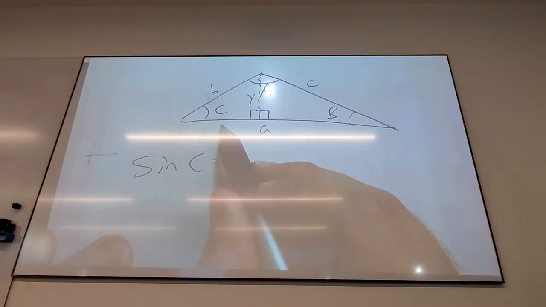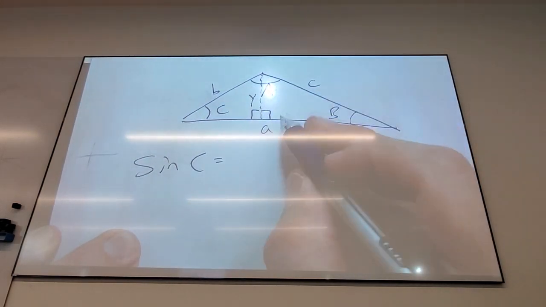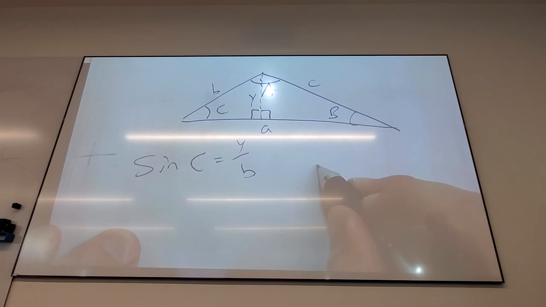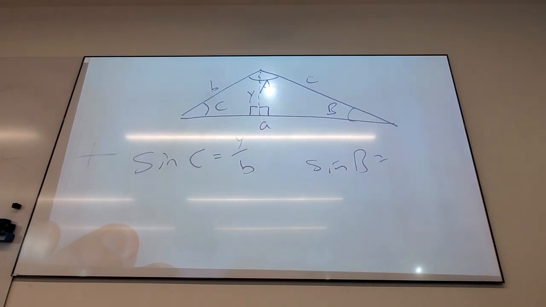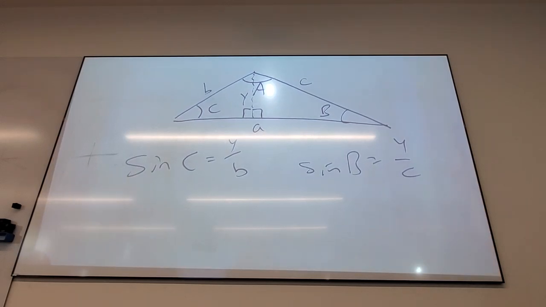But what is sine of C? Yeah, because Y is in the right triangle and B is in the right triangle, so Y over B. What is sine of B, looking at that right triangle? Y over C. What's the same in both of these? Y. Solve this for Y. What do you get? B sine C. Solve this one for Y. What do you get?